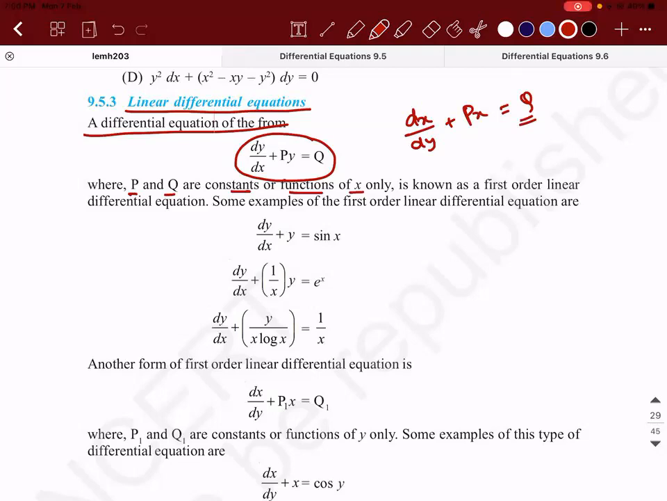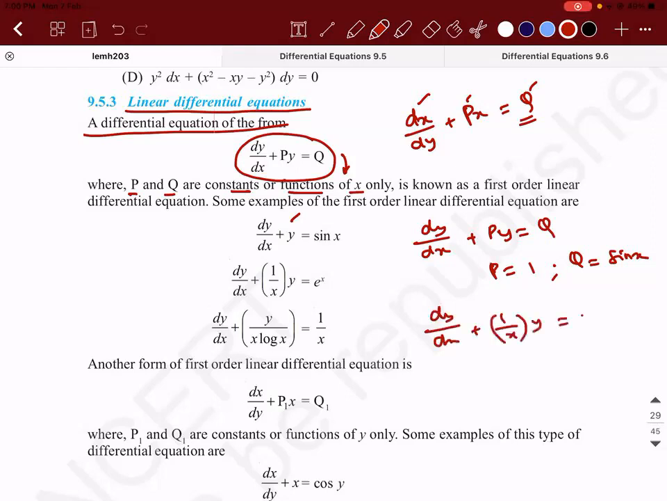So when I talk about dy by dx, they can be functions of x. When I talk about dx by dy, p and q can either be constants or they'll be a function of y alone. The examples are dy by dx plus y is equal to sin x. So if I compare this with dy by dx plus py is equal to q, then p is 1, q is sin x. Similarly, dy by dx plus 1 by x into y is equal to e power x. So this is p, this is q.